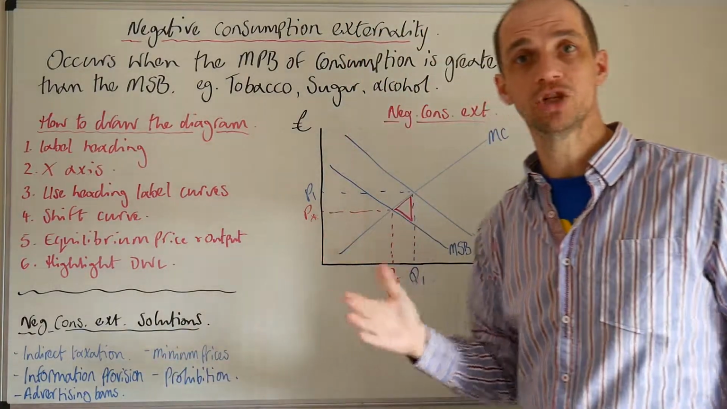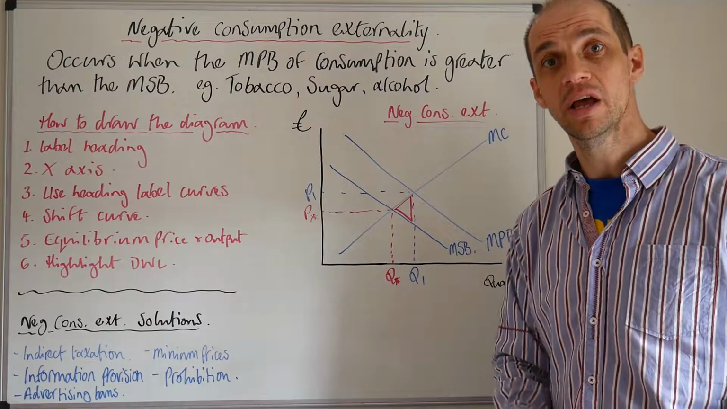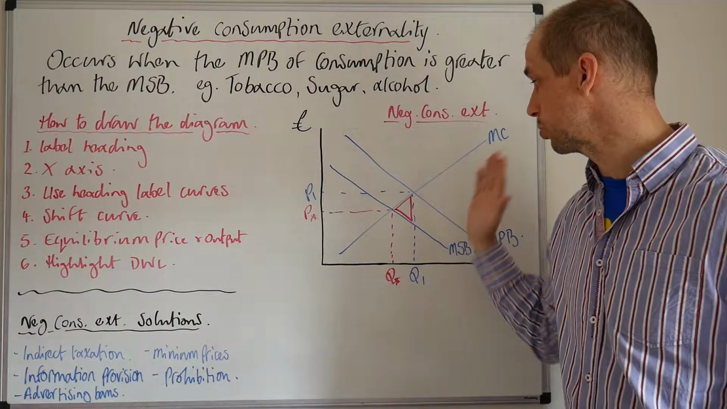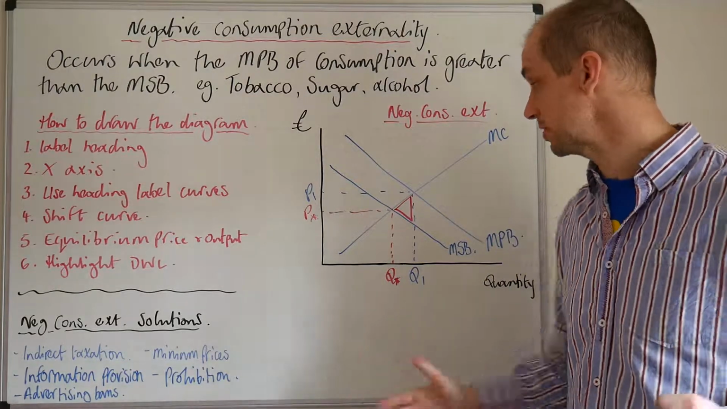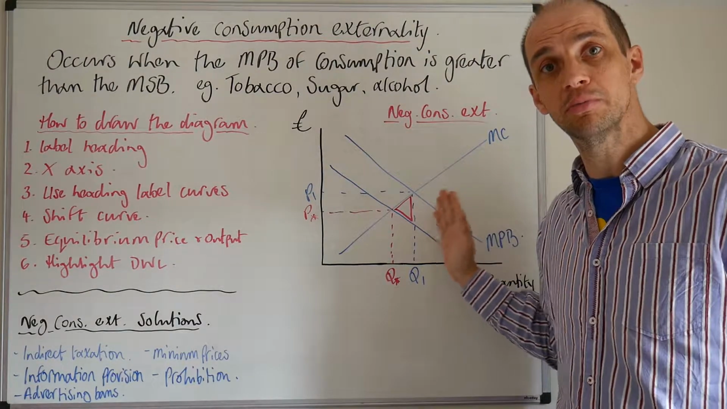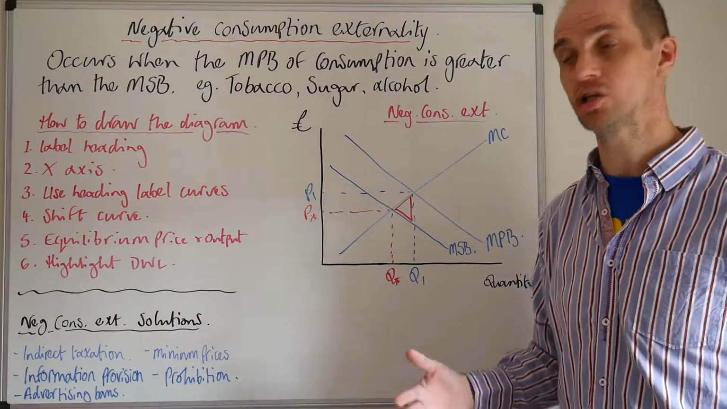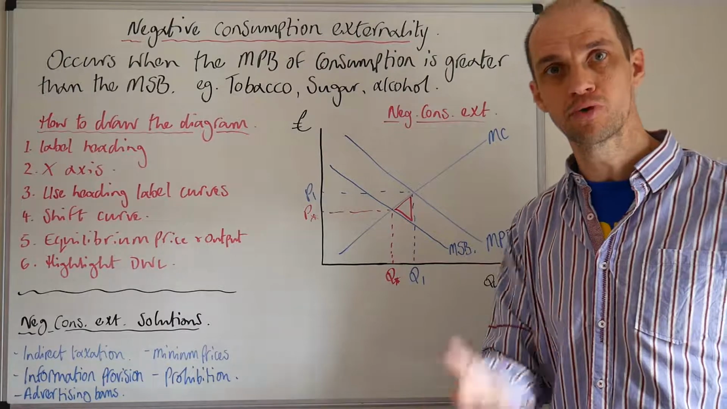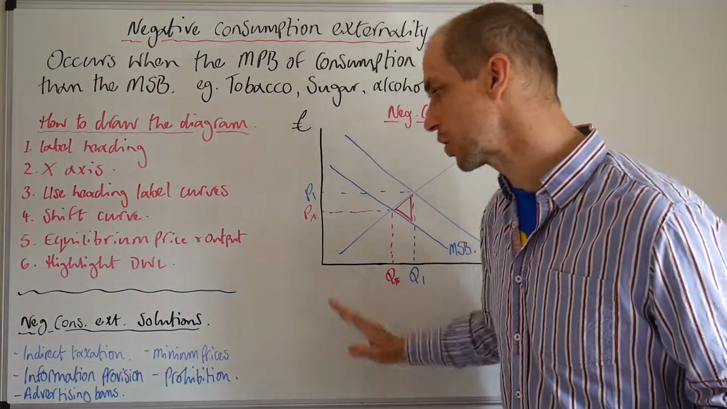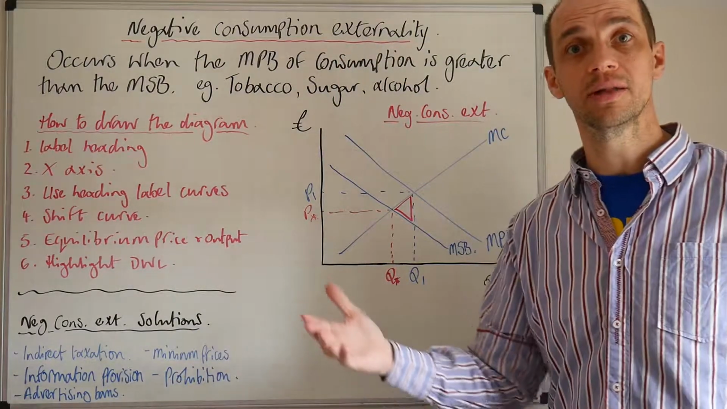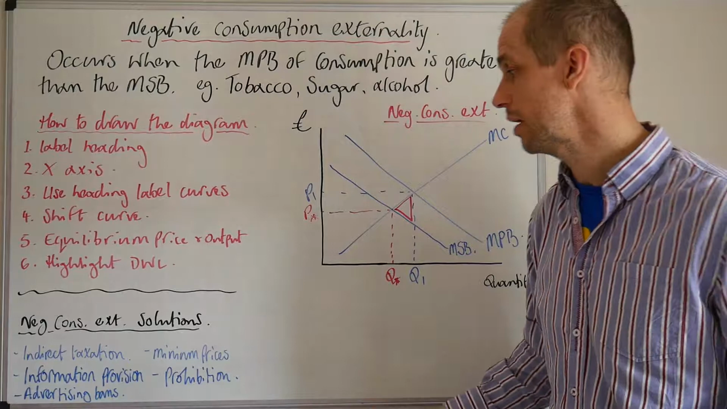Then we've got information provision. Can you provide better information? We see such examples when it comes to the traffic light system on food, for instance, trying to encourage people to make better behavioural decisions and more rational decisions based on that traffic light approach with the fat, the saturates, the sugar, the salt, etc. What about advertising bans? Well, of course, we've seen those with regard to tobacco.